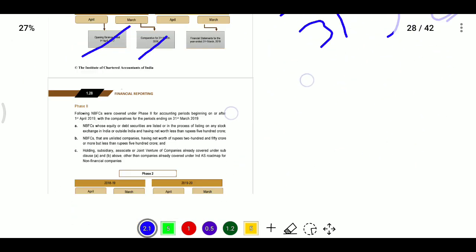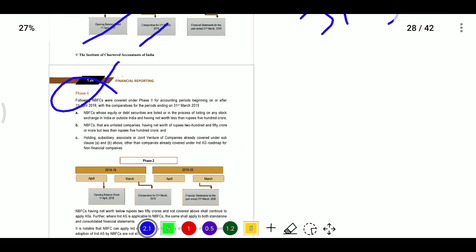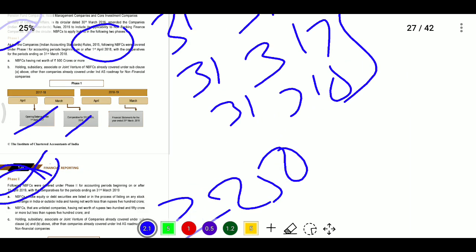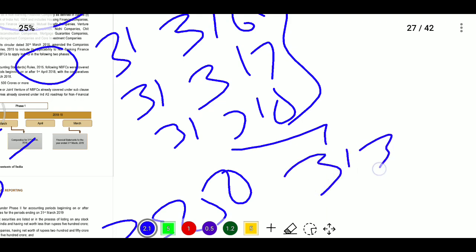This is phase 1 for NBFCs, and phase 2 will start from 1st April 2019. Here it says that all listed companies and all unlisted companies having net worth greater than or equal to 250 crores, and here additionally 31st March 2019 will be added, along with 31st March 2016, 2017 and 2018. If an unlisted NBFC has net worth greater than or equal to 250 crores, then it needs to follow Ind AS from 1st April.